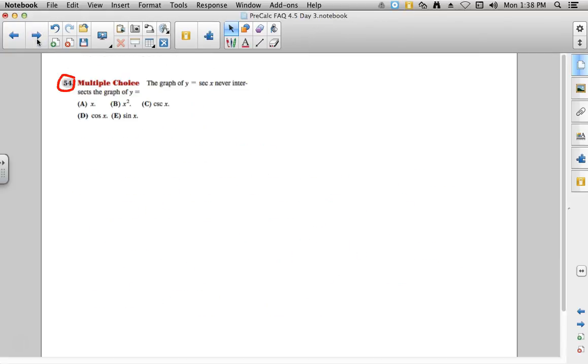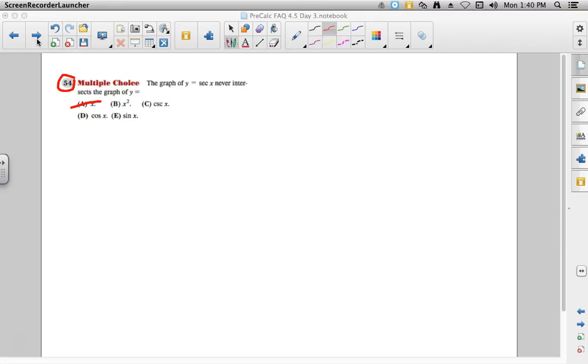Number 54 says the graph of y equals the secant of x never intersects the graph of y equals what? Scratch off here is our y equals x, because that's the perfect diagonal through the first and third quadrant. Obviously that's going to hit our secant at some point. X squared, well, that's a possibility, but probably not. If we think about the numbers we're going to put into x squared, it's definitely going to hit our secant at some point or another because its domain is all real numbers. So scratch that one off too.